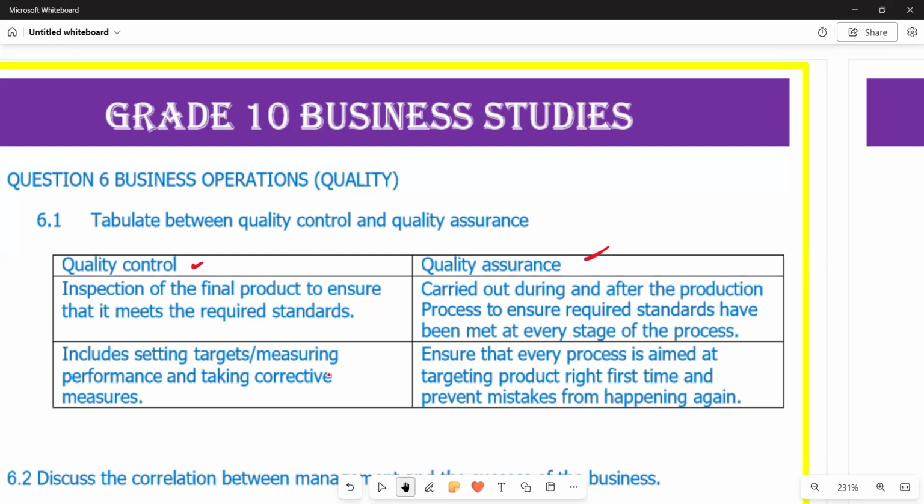Then the second difference that we can talk about is that quality control includes setting standards or measuring performances and taking corrective measures. And when you look at quality assurance, it ensures that every process is aimed at targeting a product right first time and prevents mistakes from happening again. So we have difference number one and difference number two. This is what we have in terms of differences between quality control and quality assurance.